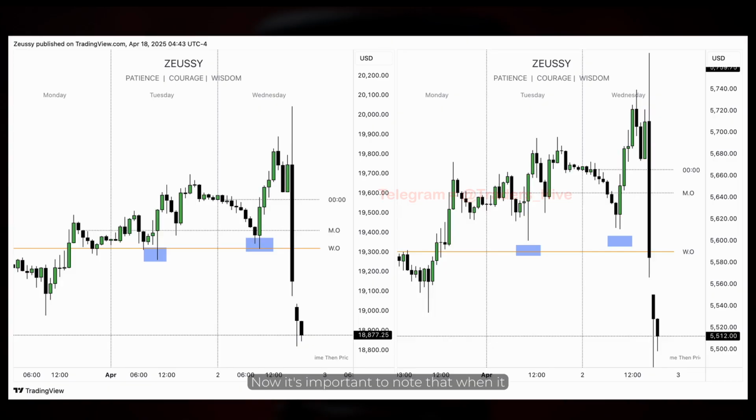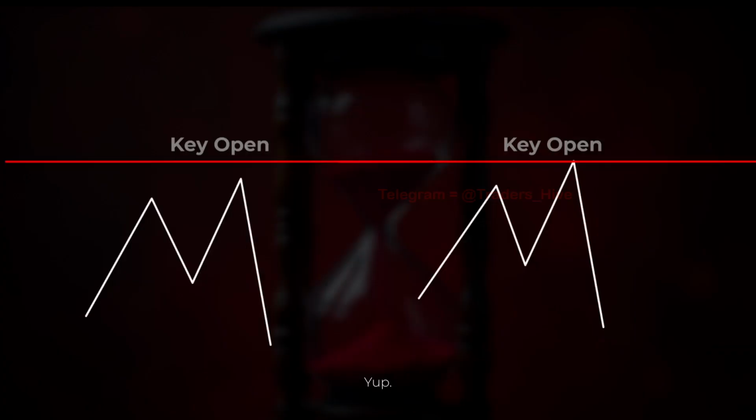Now it's important to note that all of these different forms of SMT can be blended. When we pay attention to a bearish example then, it's simply the bullish example inverted, where you can see that the market expanded towards the upside, stopped in advance of the key open, retraces, and then we see another expansion leg higher taking place.